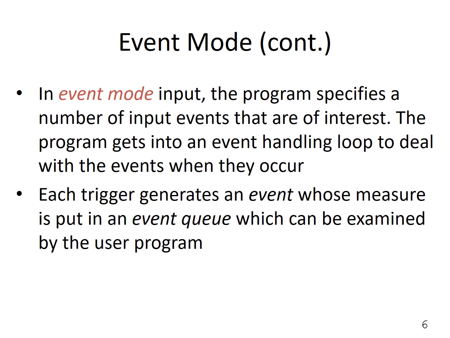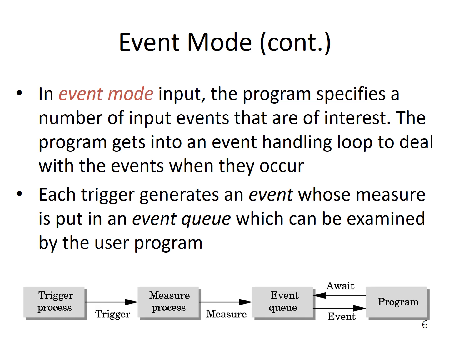Each trigger generates an event whose measure is put in an event queue, which can be examined by the user program. The difference between this diagram and the diagram in the previous slide is that the program specifies the types of events it is interested in.